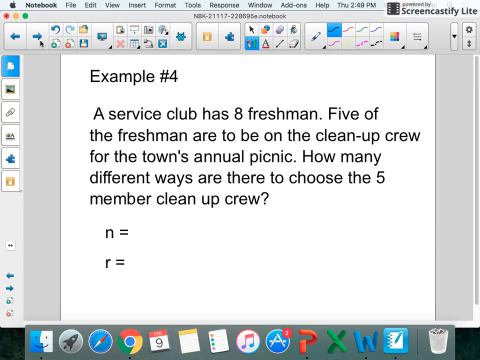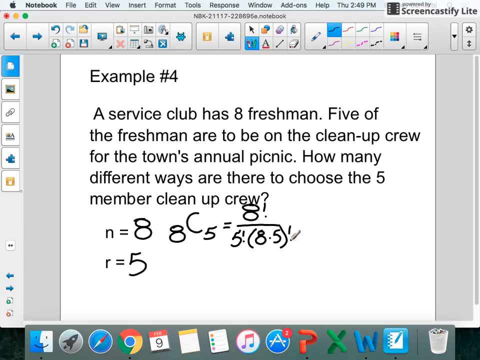And so we'll do one more combination example. We have 8 freshmen and they pick 5 to be on the cleanup crew. Again, it doesn't matter who is on the cleanup crew because they're not doing something specific, so the order doesn't matter. So this is a combination. So you have 8 combination 5. So we're going to do 8 factorial over 5 factorial times 8 minus 5 factorial.